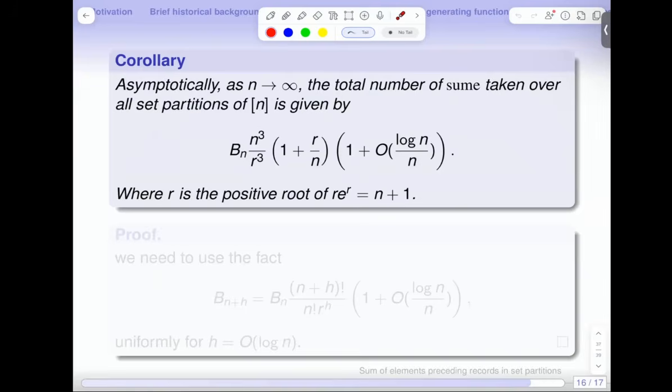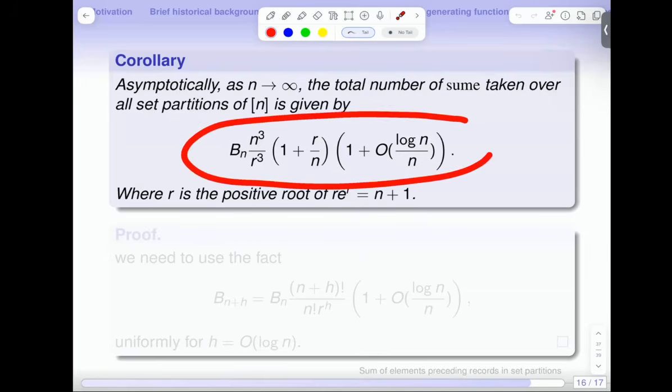The last result that I want to show you today: asymptotically, as n goes to infinity, the total number of sum taken over all set partitions of the set n is given by this expression.